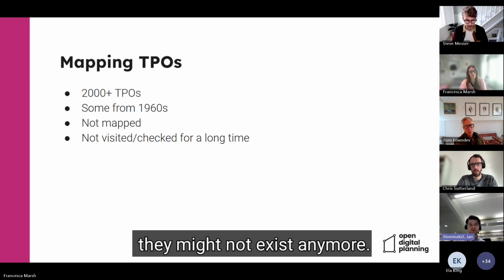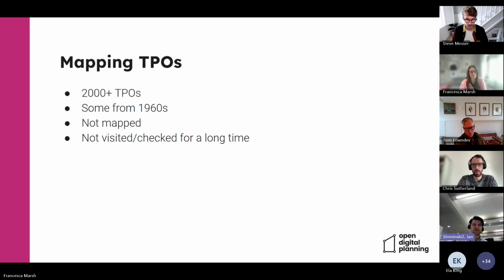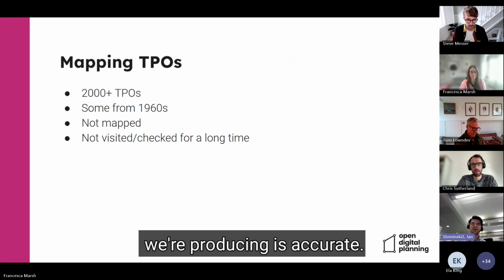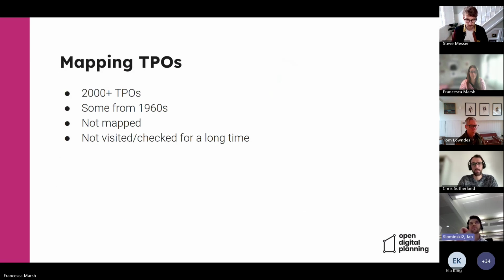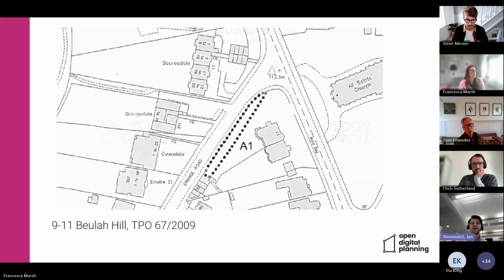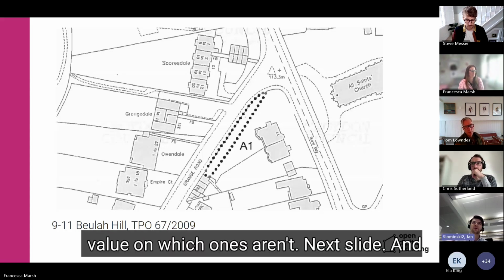They might not exist anymore. So we can't just be digitizing the drawings that we've got from 50 years ago. We need to actually make sure the data we're producing is accurate. So, next slide. We've got some TPOs which are groups and woodland orders, where we need to go out and survey the trees and work out which ones are of value and which ones aren't.